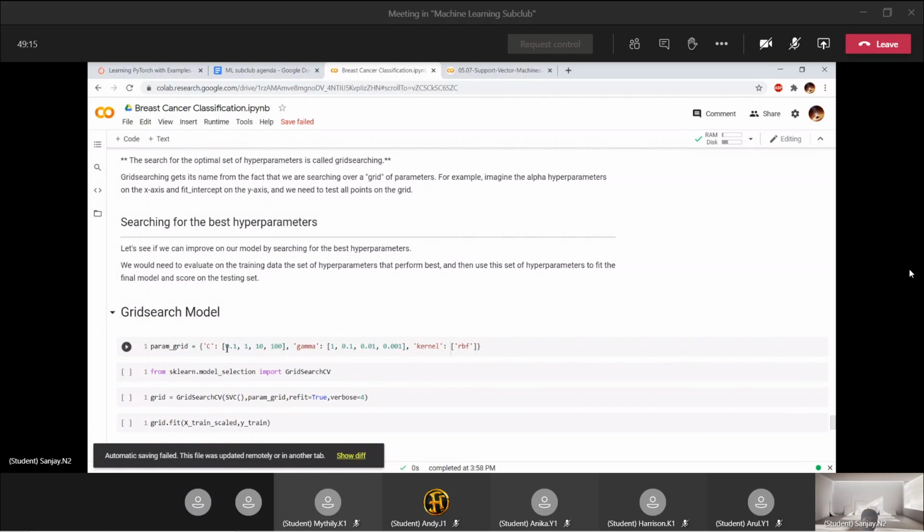So in this case, we're trying 0.1, 1, 10, 100. And then for C, which is basically sort of an error mitigation variable, is how I think of it. It's like this variable that's in place to decrease the error of the algorithm. Gamma, which is just another variable, and then kernel, we can specify different kernels if we want.